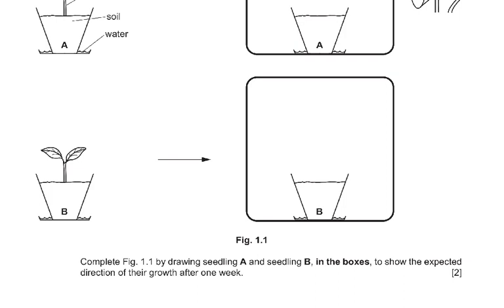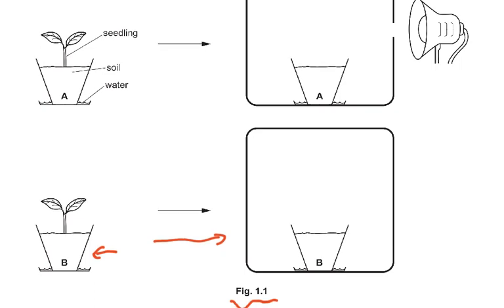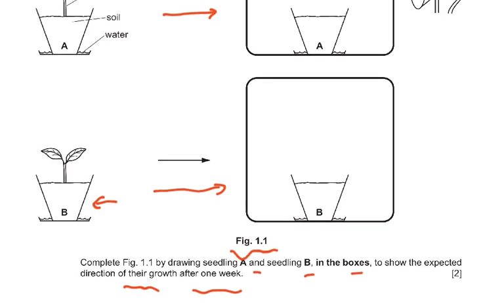Complete figure 1.1 by drawing seedling A and seedling B in the boxes to show the expected direction of their growth after 1 week. So how would we look at them? They're looking like this, but after 1 week you have to draw this in the diagram. How would they look? Similarly, the same one after 1 week, what would it look like? Right? And this is for 2 marks.